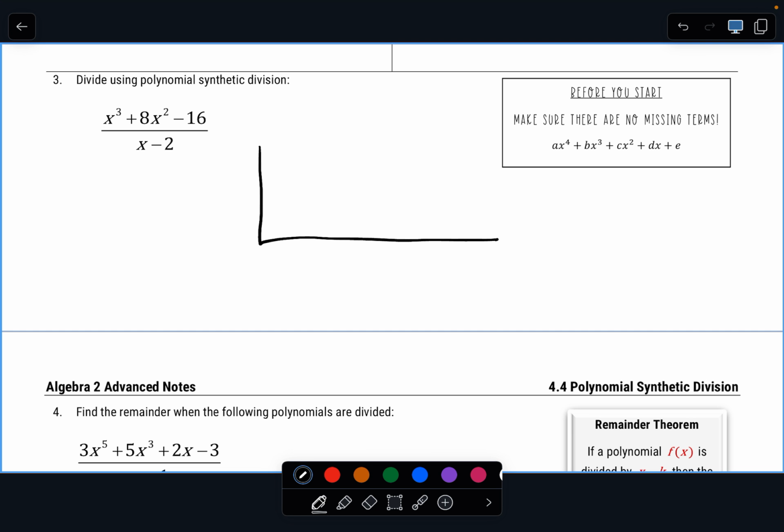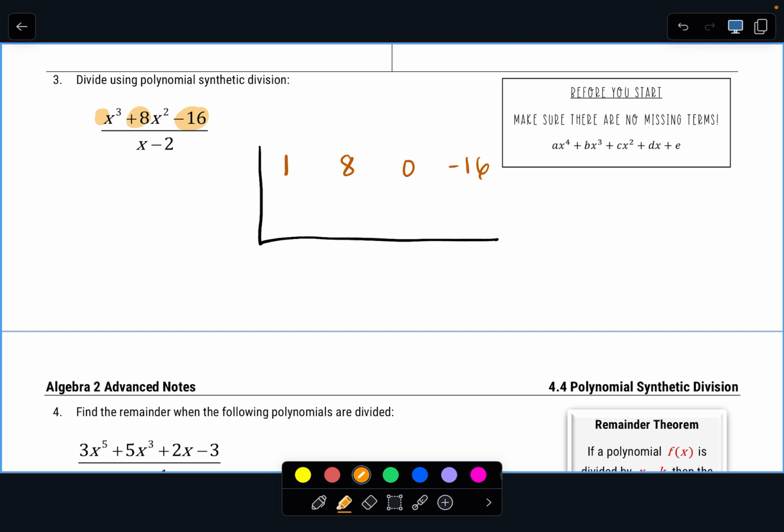We need to go in and decide if we're missing anything. Remember, you want it to go in descending order. So 4, 3, 2, 1, constant or 0. In this case, I see that I have an x cubed, I have an x squared, but I don't have an x term. So wherever you're missing a term, you're going to put a 0 in its place. So I'm going to start off with 1, 8, 0, negative 16. And that's coming from here, here, my missing term, and negative 16.